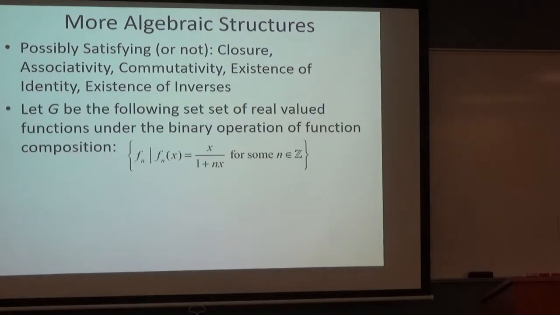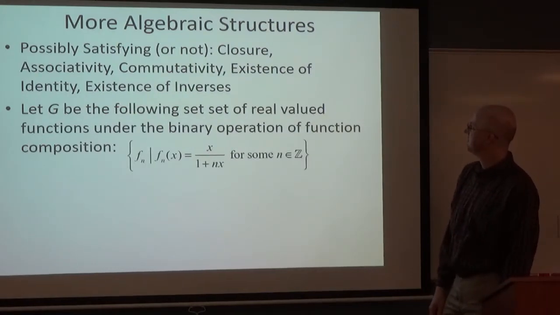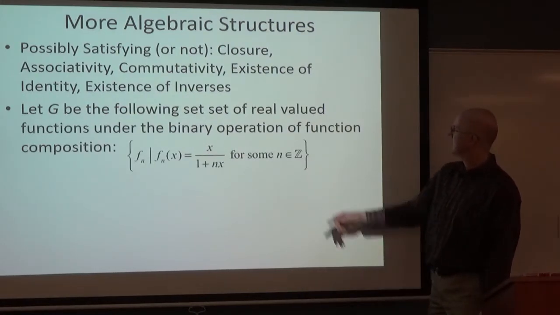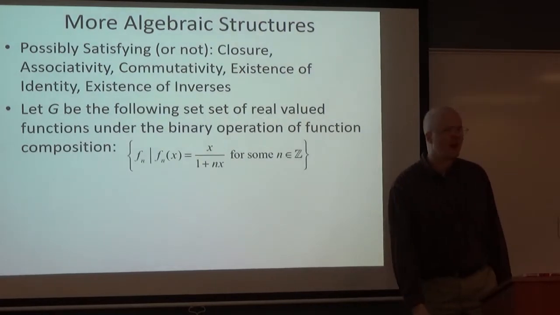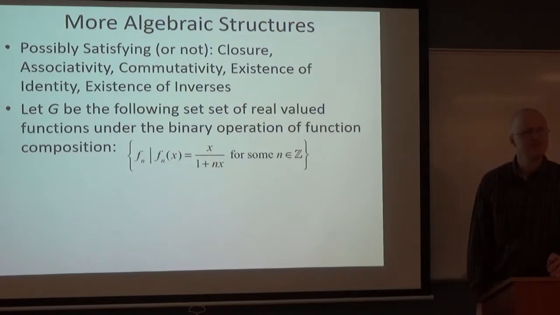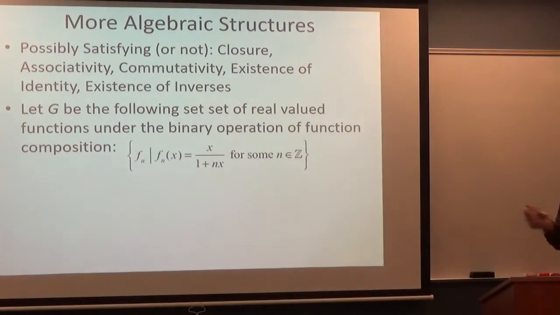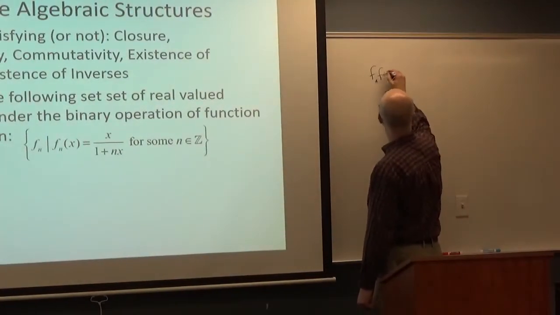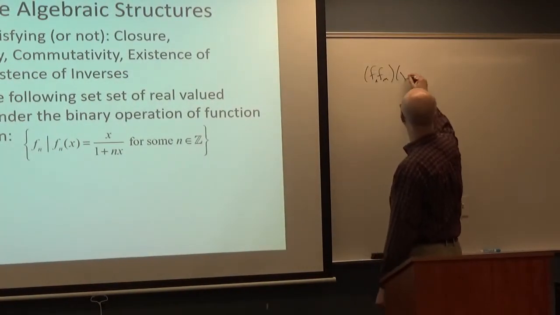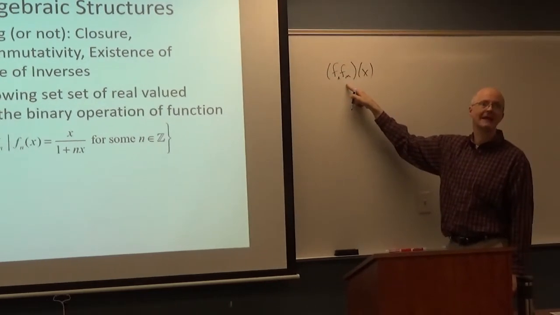Does this set satisfy all those conditions? Let G be the set of all real-valued functions of the following form, under the binary operation of function composition. Kind of a strange thing. The operation is function composition. What would happen if we compose two functions of this form, f sub n and f sub m, where n and m are integers?